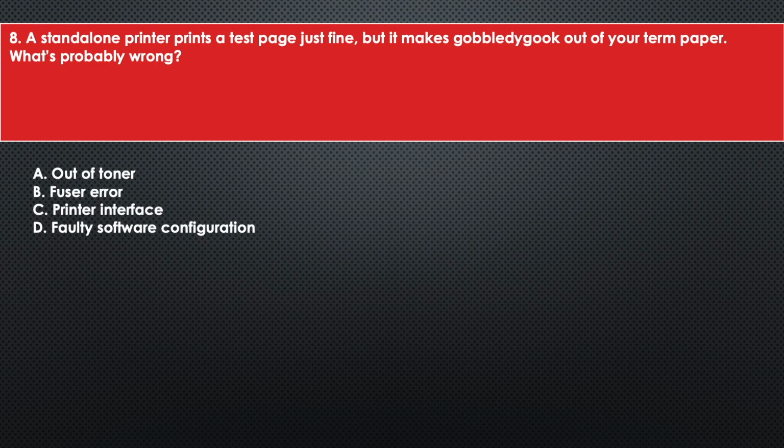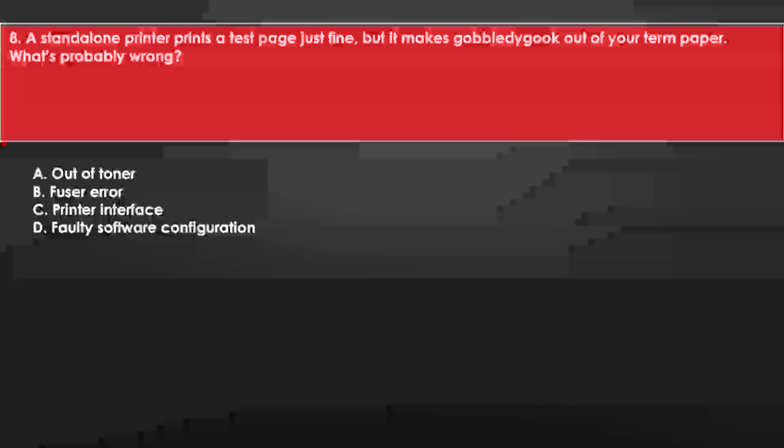8. A standalone printer prints a test page just fine, but it makes gobbledygook out of your term paper. What's probably wrong? A. Out of toner. B. Fuser error. C. Printer interface. D. Faulty software configuration. Answers: D. The application, software, that is trying to print is probably configured incorrectly.